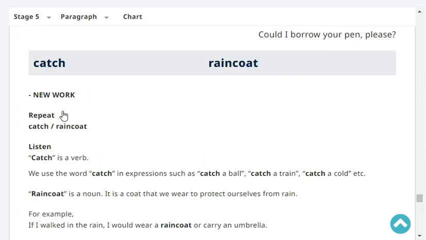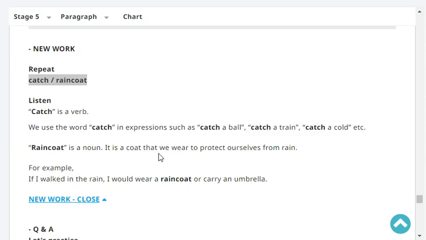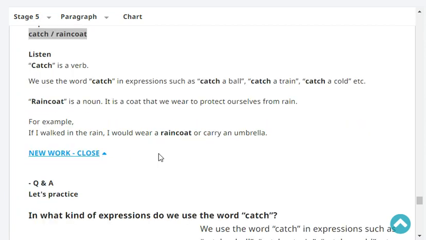Next, repeat. Catch. Raincoat. Very good. Again, the word catch is a verb. We use the word catch in expressions such as catch a ball, catch a train, catch a cold, etc. Raincoat is a noun. It is a coat that we wear to protect ourselves from rain.